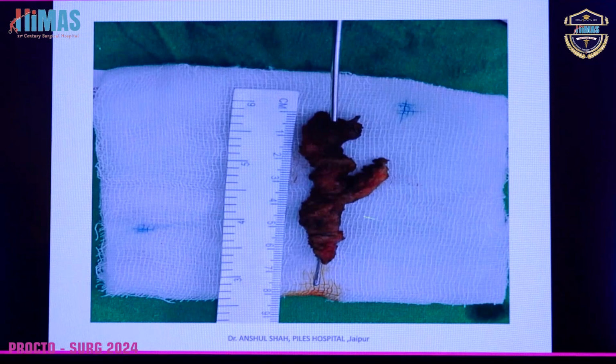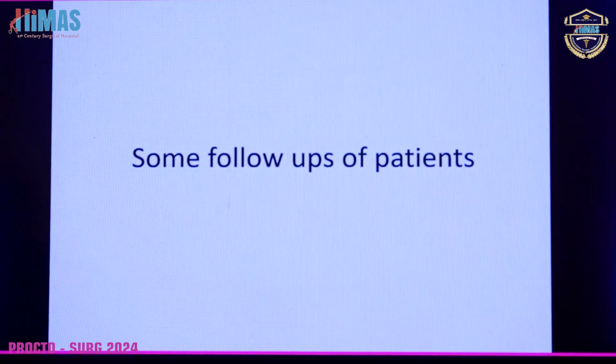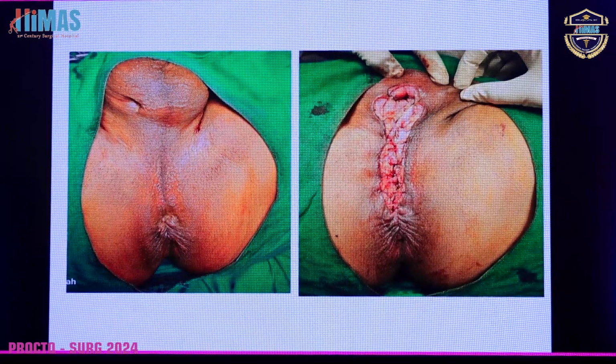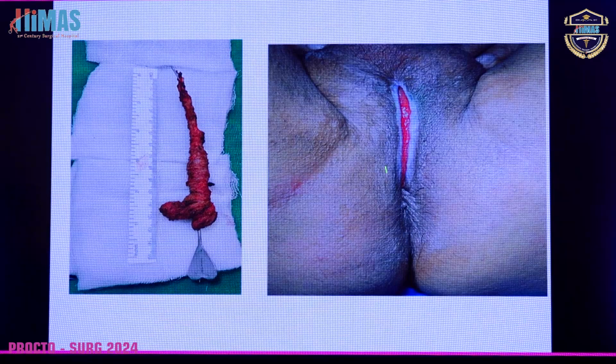And you can see this is the tract. It came out near about 7 centimeter with a branch. So some follow-up of our patients, like this was a fistula, we just took it out completely, repaired the sphincters and marsupialized it, and this is how it heals up. It is a very good cosmetic scar which comes out, and this is near about a 11-12 centimeter tract.